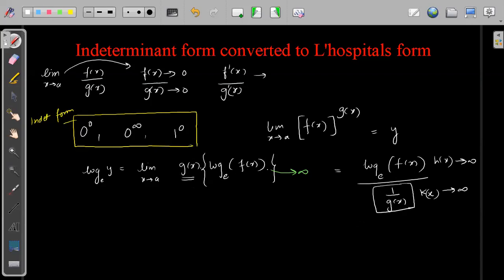Now we can differentiate h dash x divided by k dash x. Everybody understood? Fine. This part I hope everybody understood, that if the form is indeterminate, but it is not directly in the L'Hopital's form, it is not 0 by 0 and infinity by infinity, then we'll take log. We know we have to take log. That is the basic understanding. The first thing we'll take log.